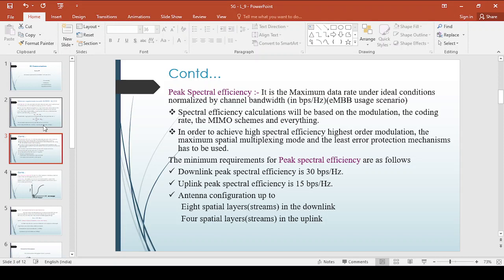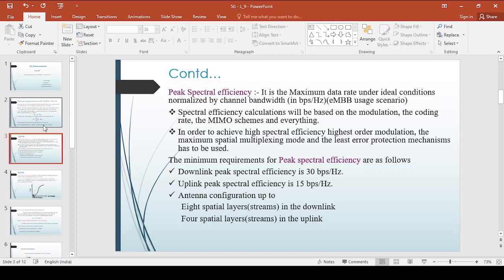Now in order to achieve high spectral efficiency, we have to go for higher order modulation. If you go for higher order modulation, obviously the peak spectral efficiency increases. And one more technique is to go for maximum spatial multiplexing. So you have to go for higher order modulation, maximum spatial multiplexing, and the least error protection mechanism. These are the three techniques through which you can achieve higher spectral efficiency. One is higher order modulation, another is maximum spatial multiplexing, and the last is the least error protection mechanism.